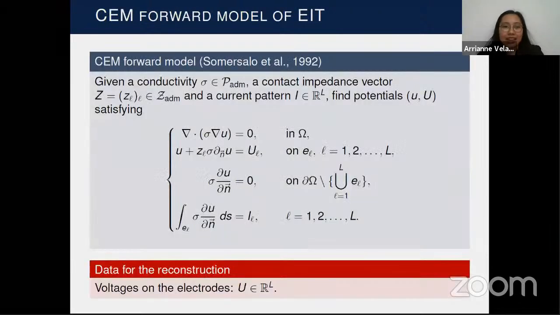So this is the CEM forward model proposed in the paper of Somersalo and other authors in 1992. We fix a conductivity sigma, a contact impedance vector Z, and a current pattern I, and we aim to find the pair of potentials, small u, big U, satisfying the elliptic equation with the three boundary conditions. And again, we note that the data that we need for the reconstruction is the vector of voltages U.